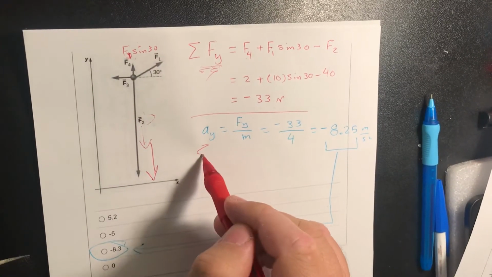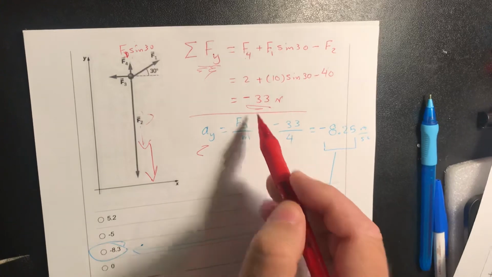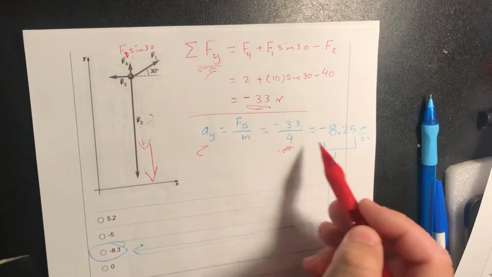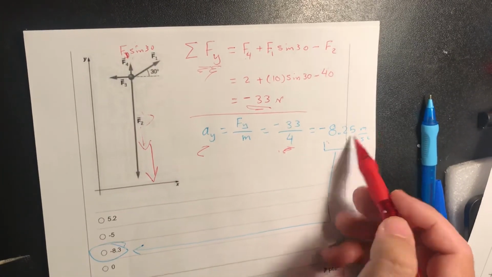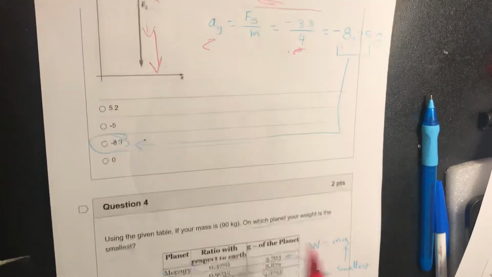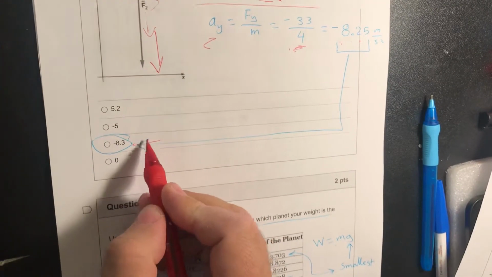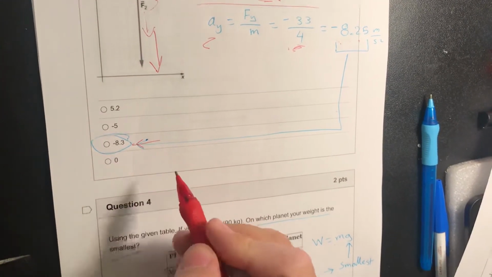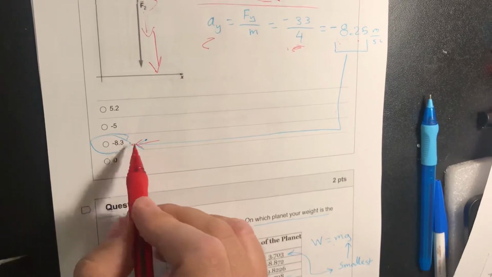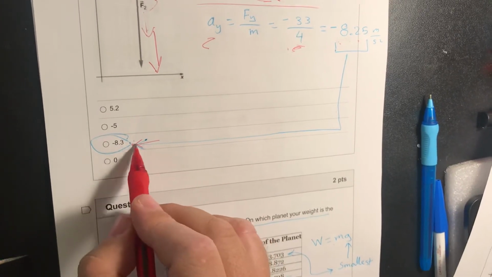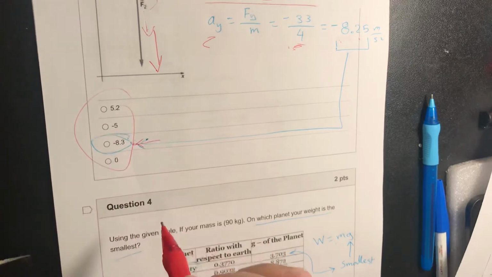What about the acceleration? It is easy. It is the total force divided by the mass, which is negative 8.25, which is approximately minus 8.3. You may see approximated values in the choices. Okay.